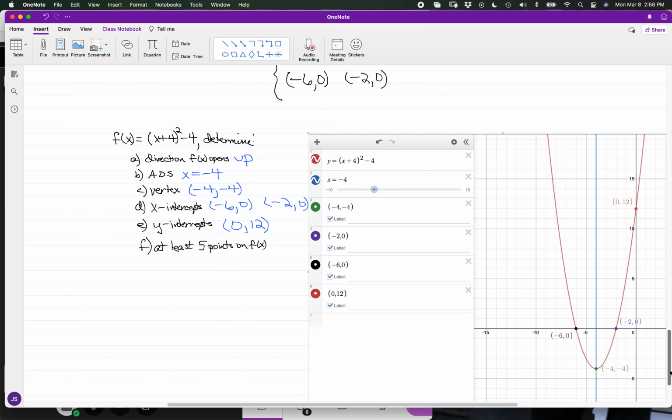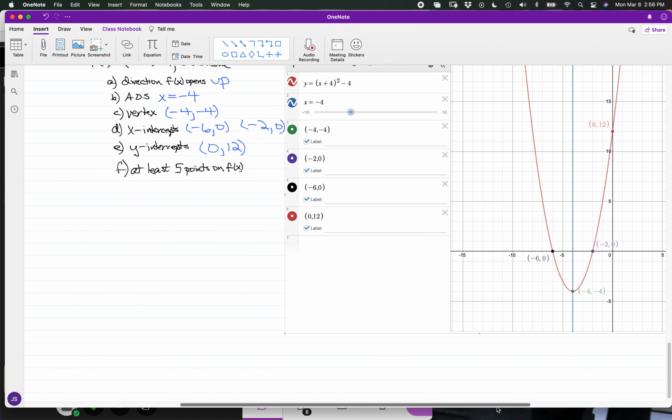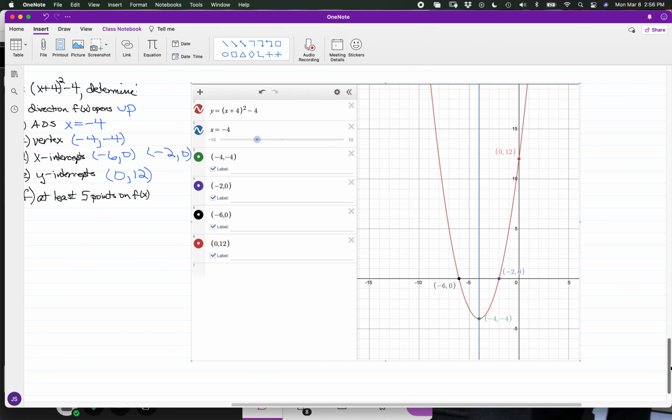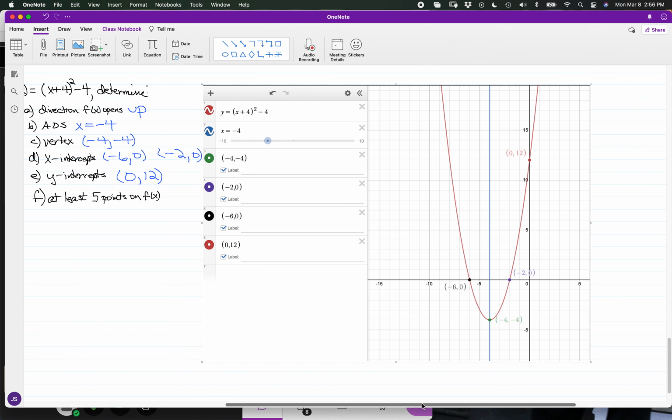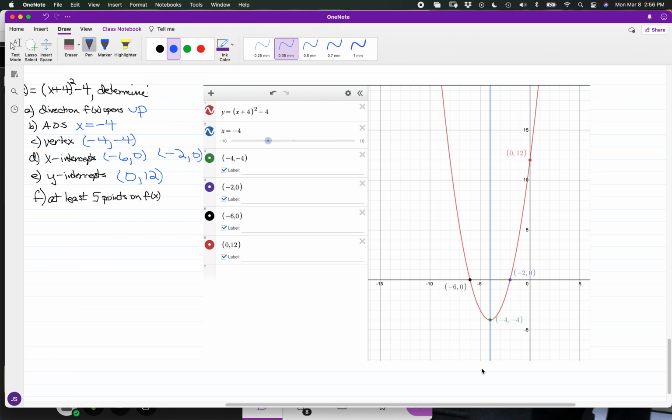Again, this is what we have so far. You've got a quadratic function. Again, the graph is opening upward. You have the vertex at -4, -4. Now again, the axis of symmetry, we have x is equal to -4. The vertex is a minimum. And if you notice, with the x-intercepts, we have -6, 0 and -2, 0, and the y-intercept is at 0, 12. If you notice, you've got 1, 2, 3, 4 points specified.